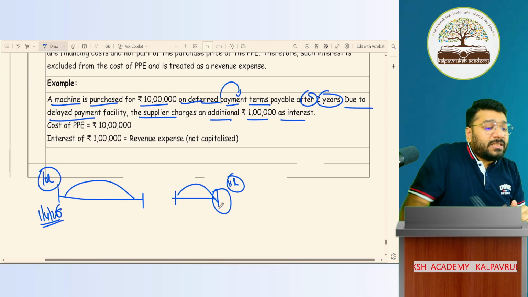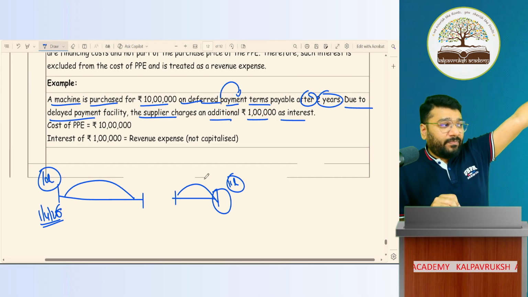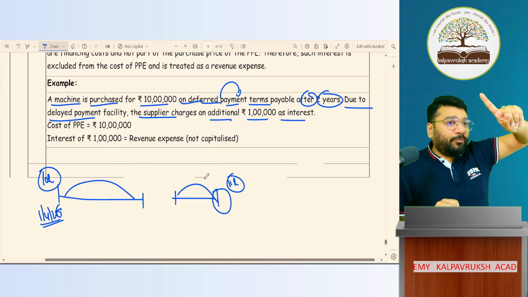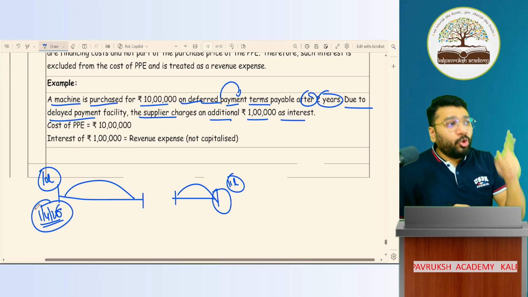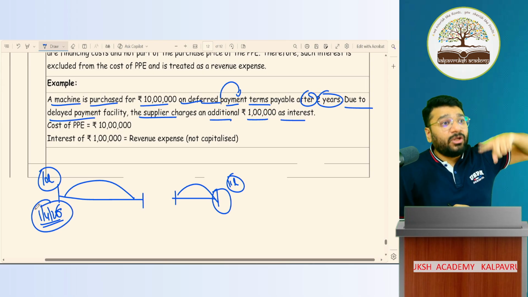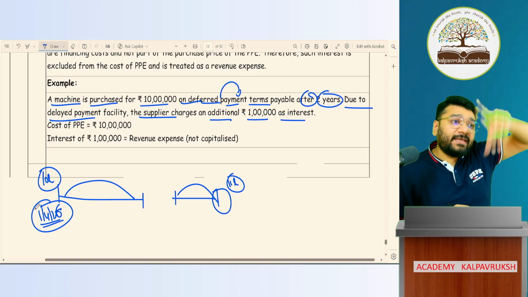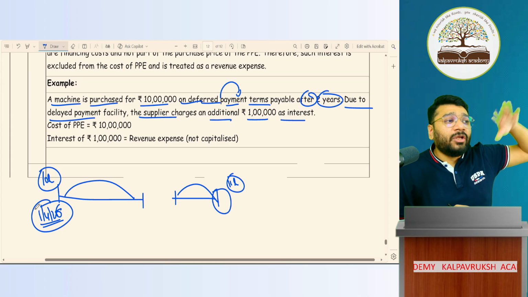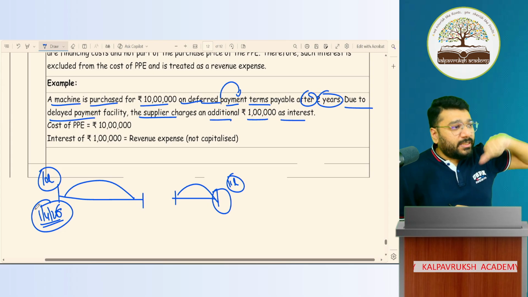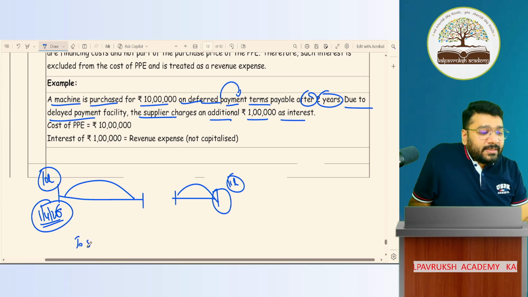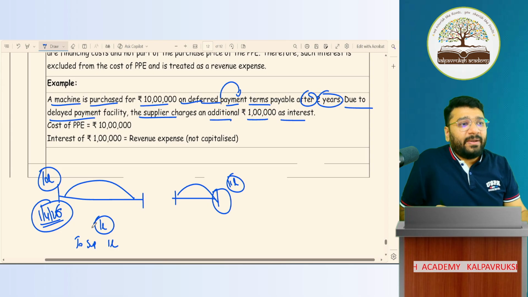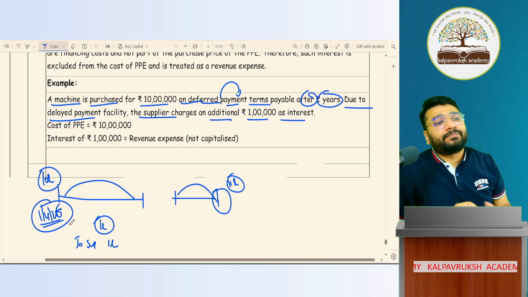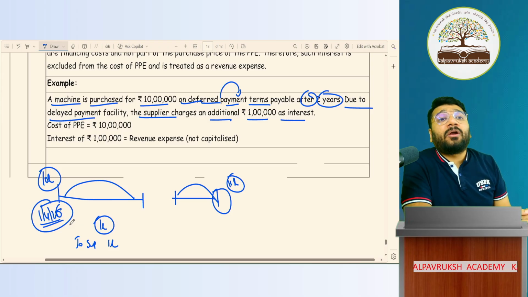Now, this 1 lakh which I'm going to pay, am I going to pay it for sure? Yes. On the date of acquisition of the machinery, do I know that I have to pay this money in future? Yes. Do I also know how much money to pay in future? Yes. Should I create a liability provision here or not? Yes. So the supplier's 1 lakh will come in debit, no? Should I charge this 1 lakh to the cost of PPE or not?